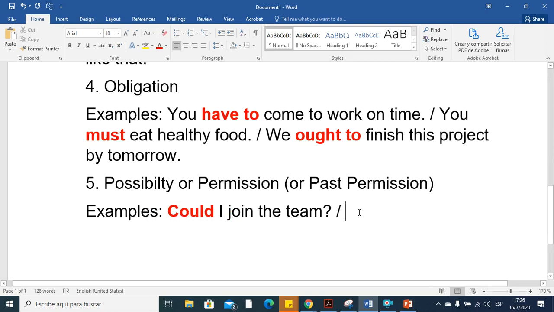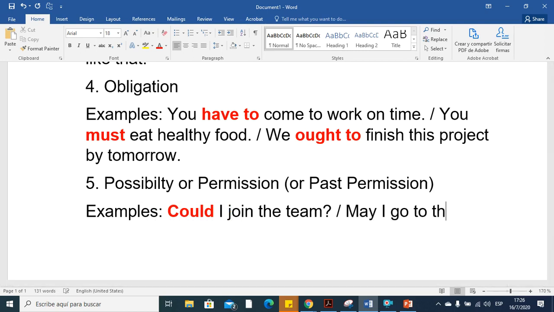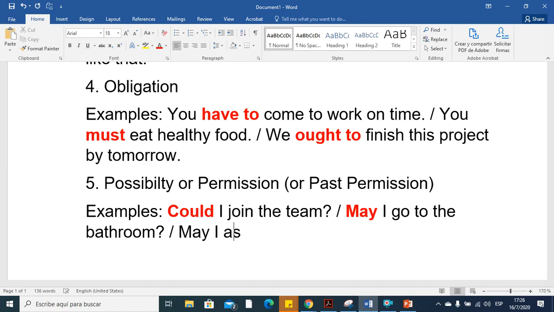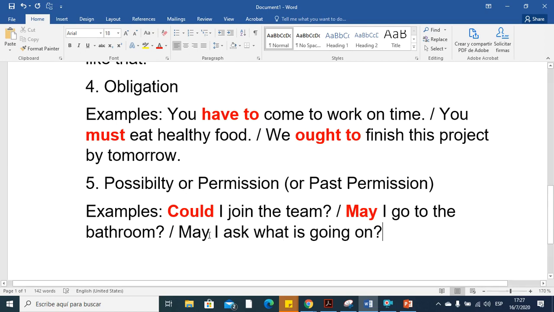Another example of possibility or permission would be, may I go to the restroom or to the bathroom? May I go to the bathroom? May is another type of modal. May I go? Or, for example, may I ask what is going on? Podría preguntar qué pasa.